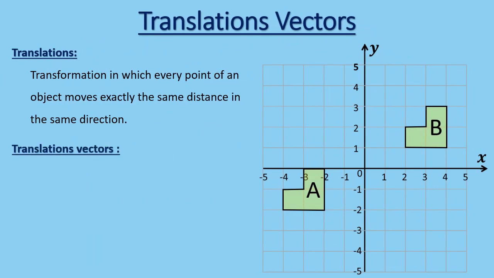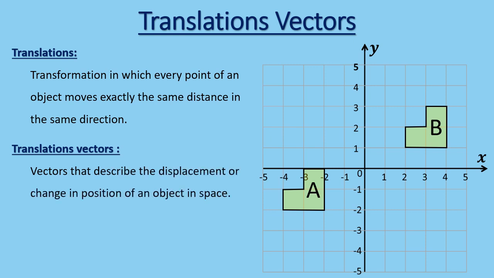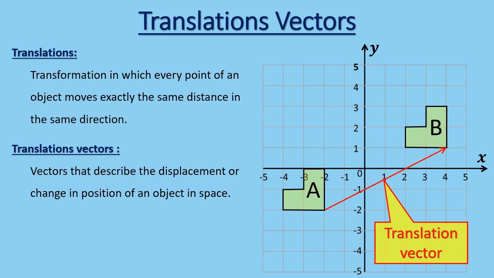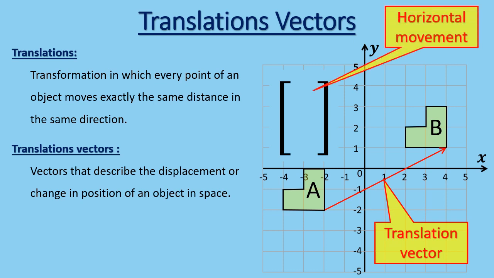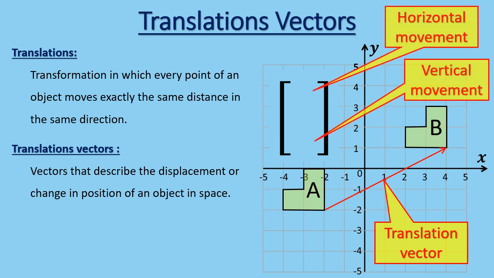Translation vectors are defined as vectors that describe the displacement or change in position of an object in space. On a two-dimensional grid, we can use the grid measurement to represent the translation vector as a column vector, with the top number representing the horizontal movement and the bottom number representing the vertical movement. For example, this translation vector could be written as a column vector like this. The horizontal movement is 6 units to the right, so it is positive 6, and the vertical movement is 3 units up, so it is positive 3.